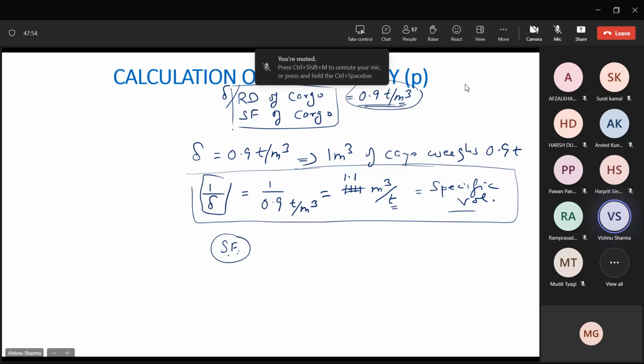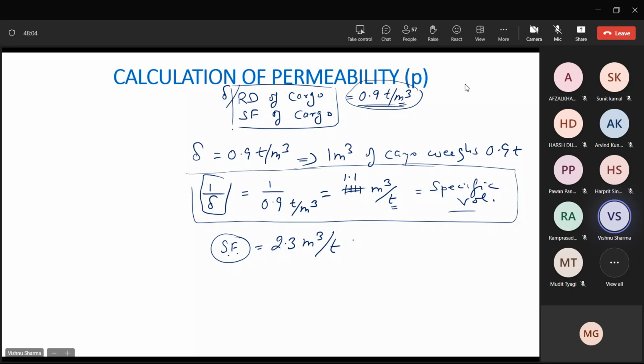In ship, we say the stowage factor. Let us say the stowage factor of the same cargo on the ship is 2.3 cubic meters per ton. That means when this cargo is loaded on the ship, it ends up occupying 2.3 cubic meters per ton. Each ton of it occupies 2.3 cubic meters.